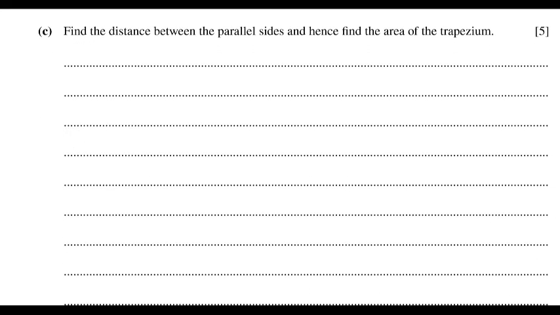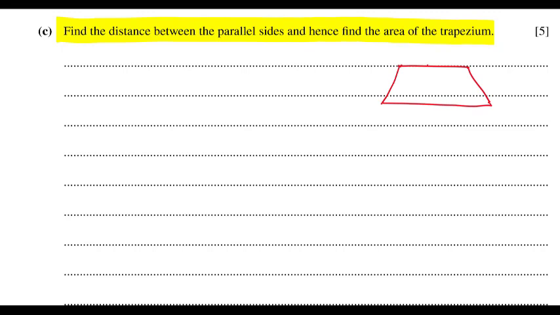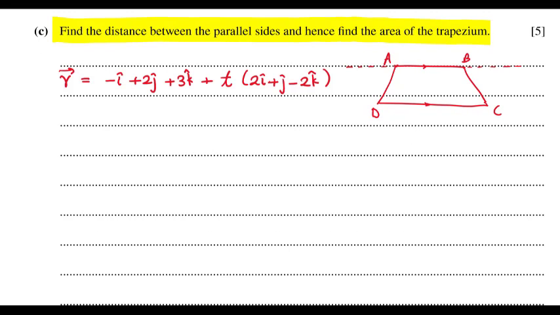Now in the C part, find the distance between the parallel sides and hence find the area of the trapezium. I will draw to visualize this. We have A, B, C and D, and it's given that AB and DC are parallel. We found the vector equation of the line passing through AB.